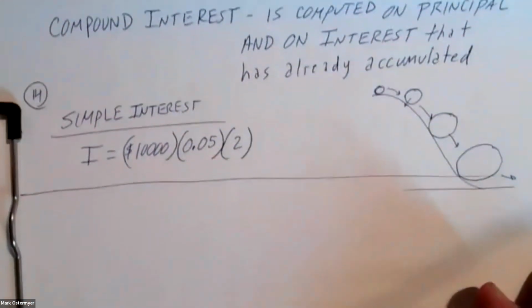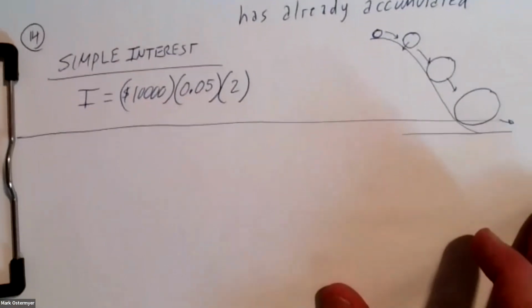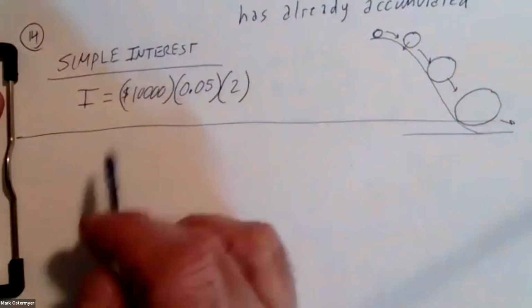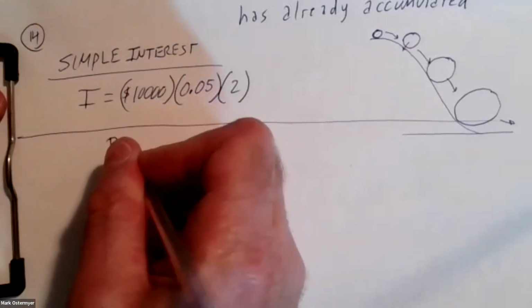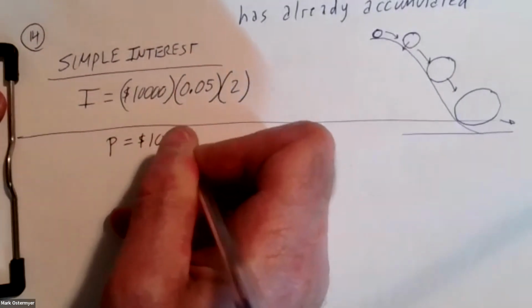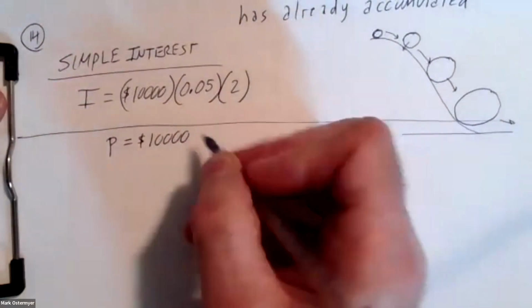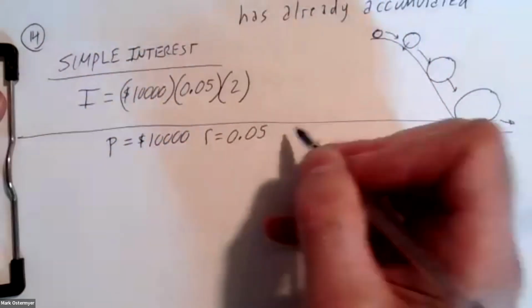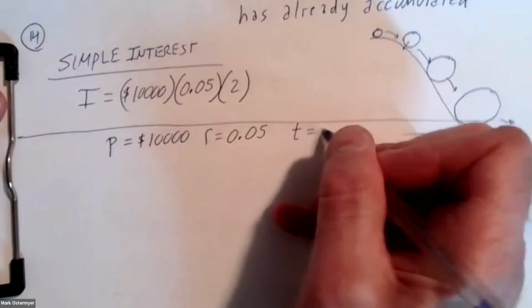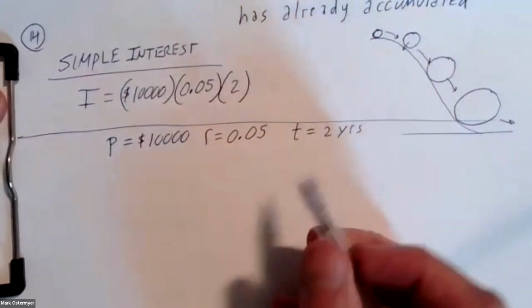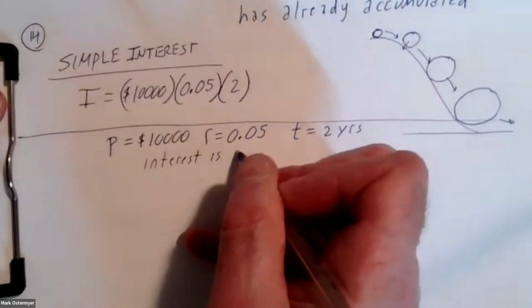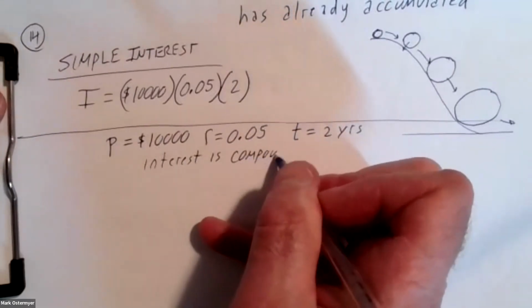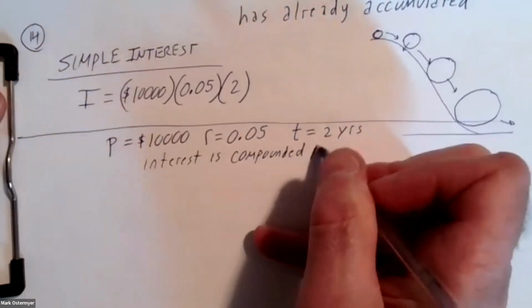So we're gonna work this problem out. We're gonna try to figure out how much money is gonna be in our account if we initially put down what? $10,000 at an interest rate that is what? 5%. And the total time is going to be 2 years. But the interest, they tell us, is compounded annually.